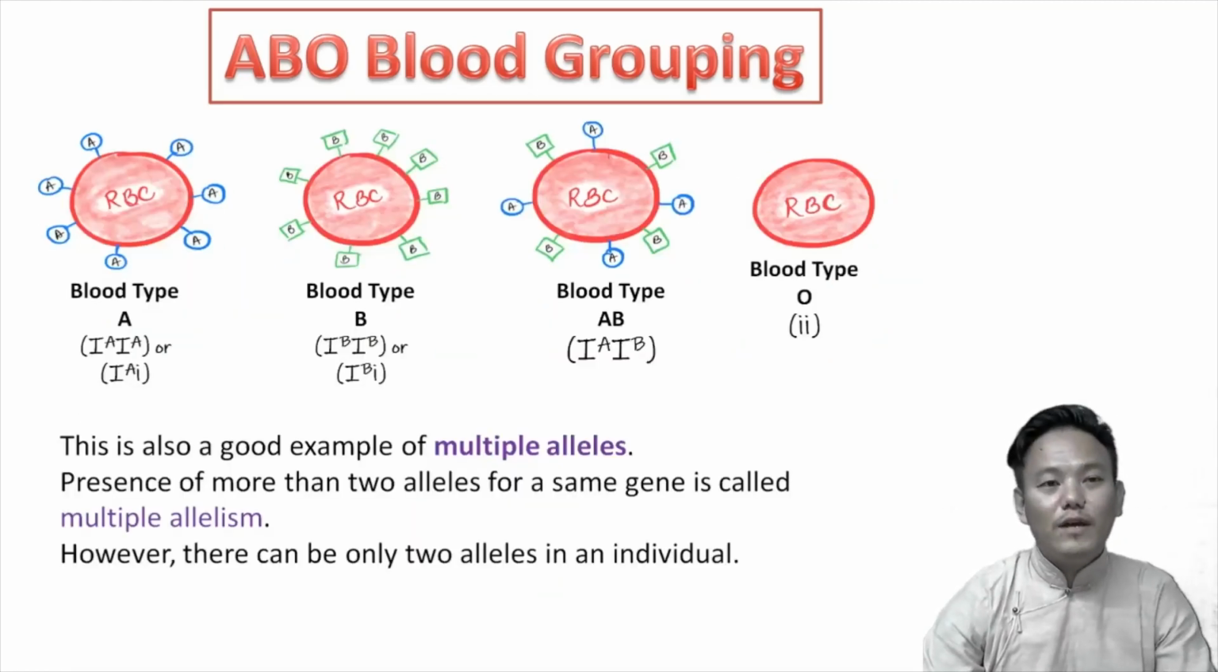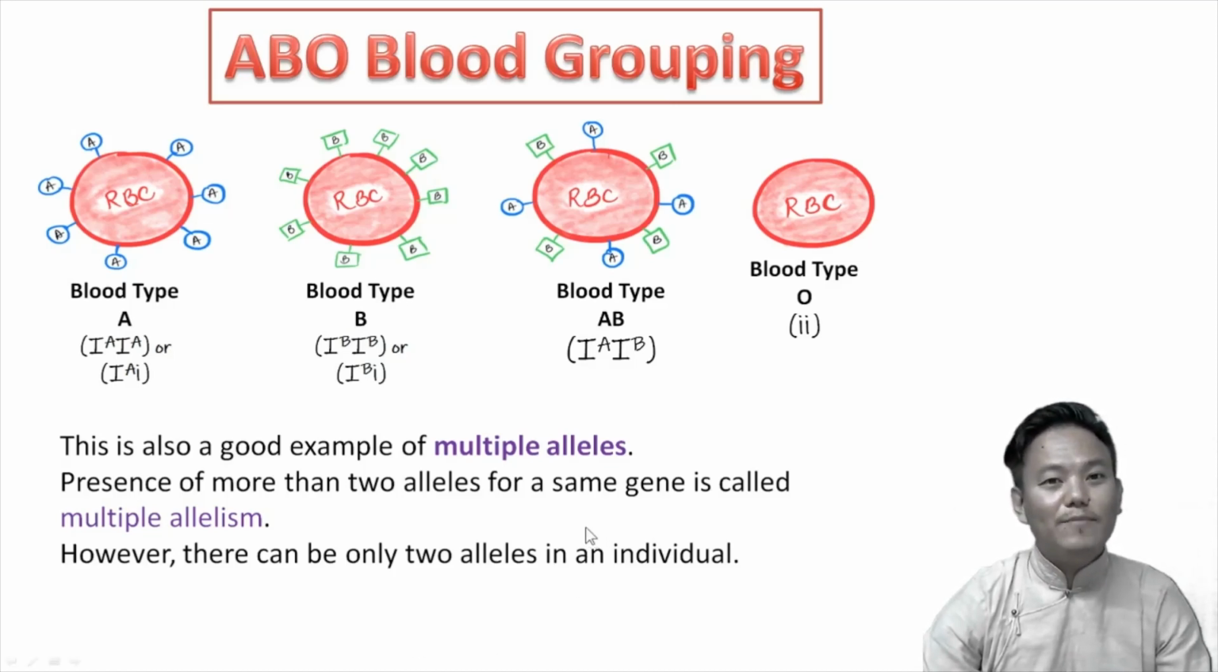So human ABO blood grouping is a good example of codominance. Now, along with being a good example of codominance, human ABO blood grouping is also a good example of multiple allelism.